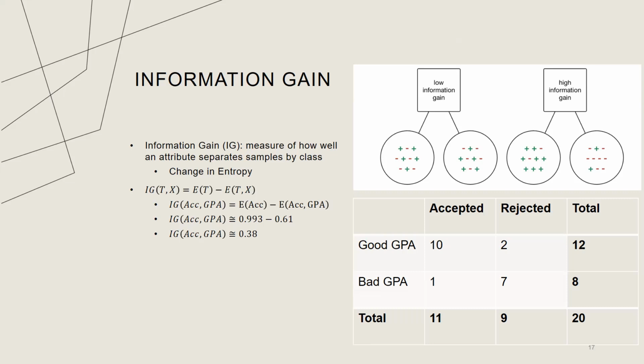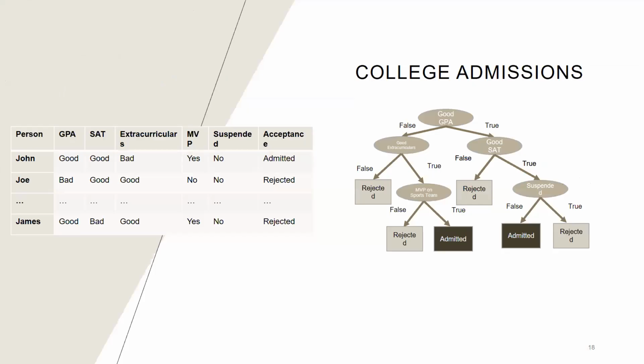Can I get a thumbs up, middle, down for how you understand the concept of entropy and its connection to information gain? All right, I'm seeing some thumbs up, some thumbs in the middle. Hopefully when we talk about how it breaks up a tree, we can get a better understanding of that. So let's go look at our college admittance tree again.